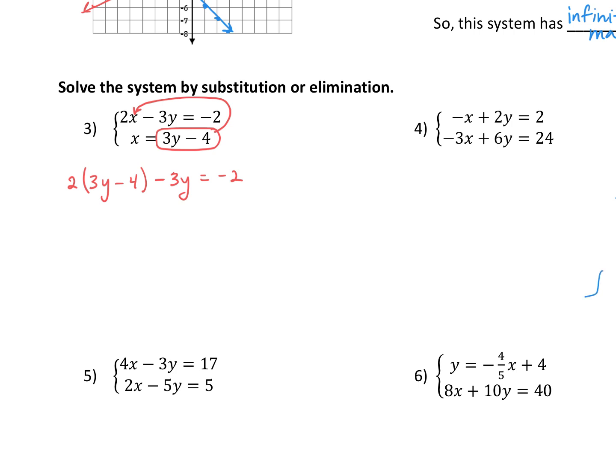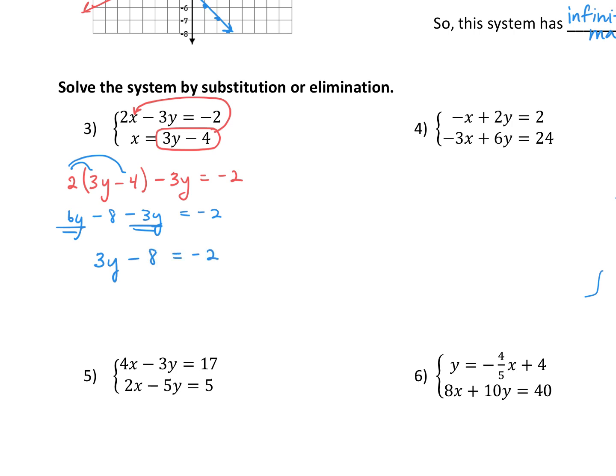We're going to distribute the 2. 2 times 3y is 6y. When we distribute to the second term, we're going to be very careful because that's where the most mistakes happen. This is a 2 times -4, which is -8. I'm going to carry down the -3y, carry down the equals -2. All right, first thing, we do have some like terms we can put together. 6y minus 3y is a positive 3y. Carry down the -8 equals -2.